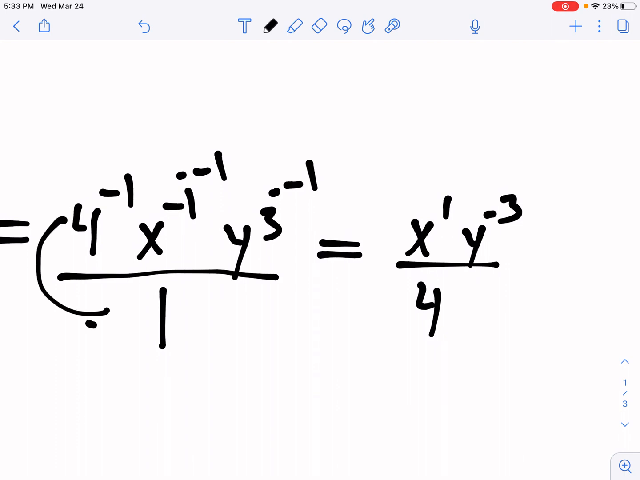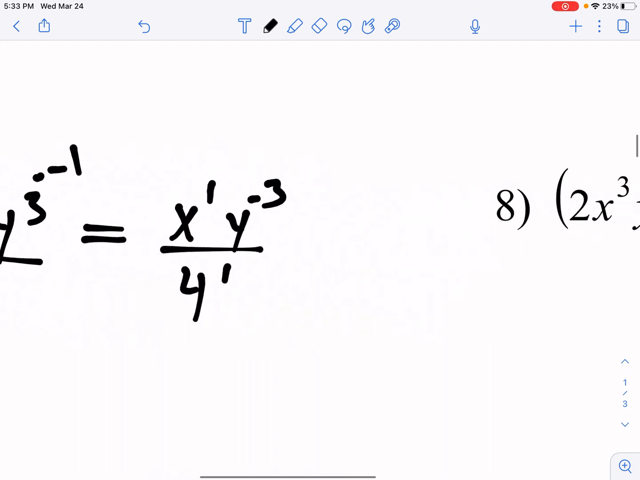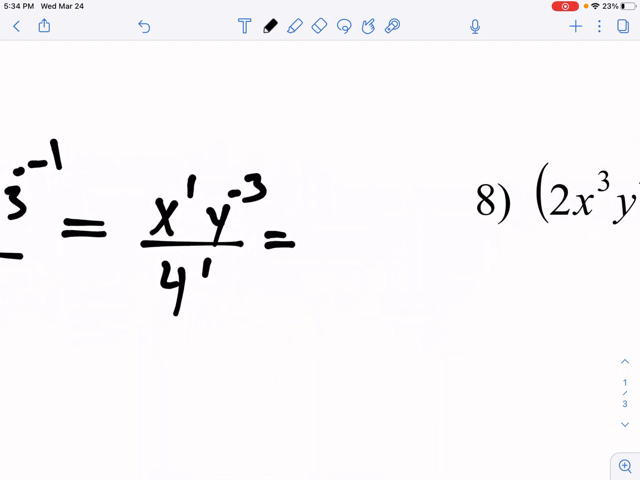Our 4 dropped down because of that negative. You could say it's 4 to the first power, okay? But really that's just going to be 4. So if we simplify this, x to the first power is just x. 4 to the first power is just 4. And then what happens with the y in the negative? Well, it also flips down, so we'd have y cubed, okay?